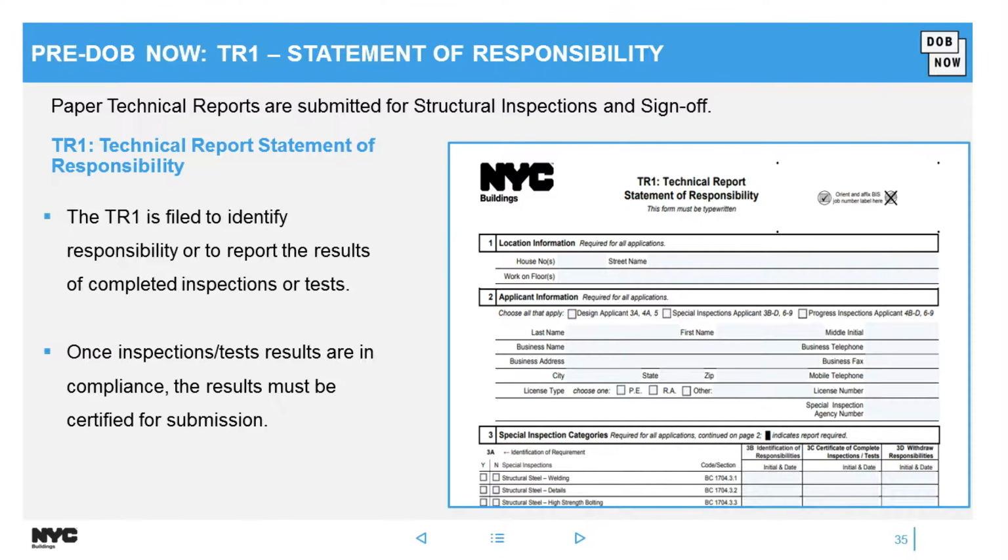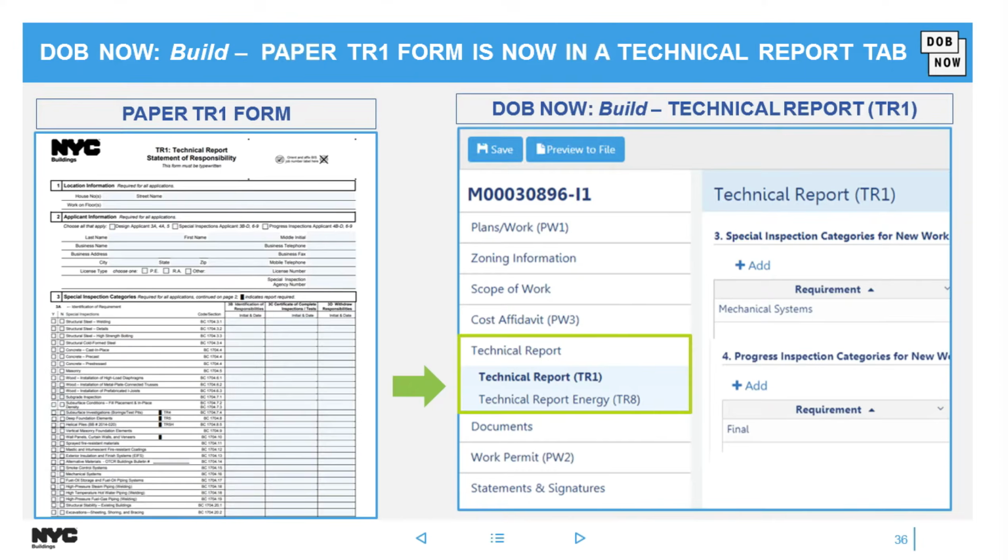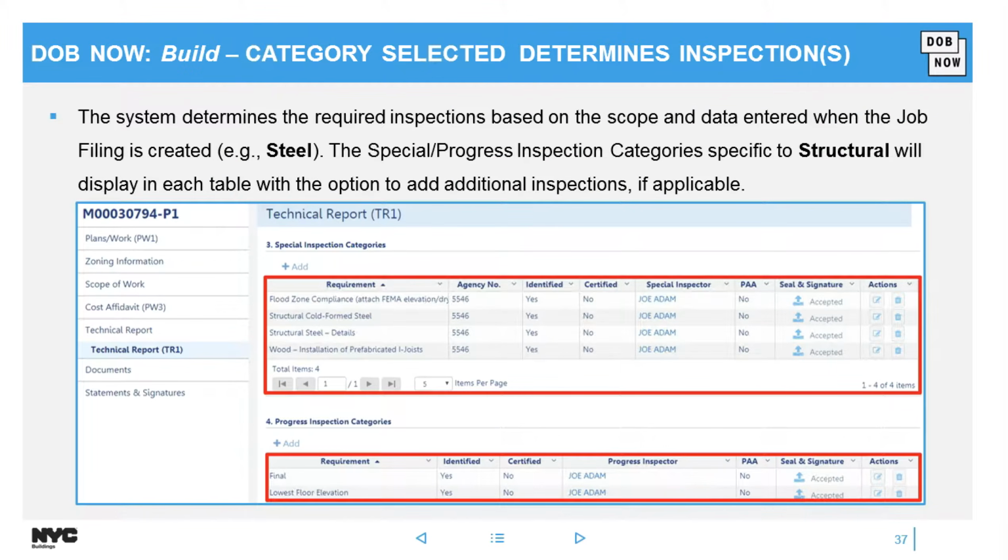Technical report, again, is also going away. It's now a tab there within the system. And remember, I said that the system will display the specific inspections based on what you've entered. This is an example here for steel. These are the special and progress inspections that the system said I needed to do based off my data entry.